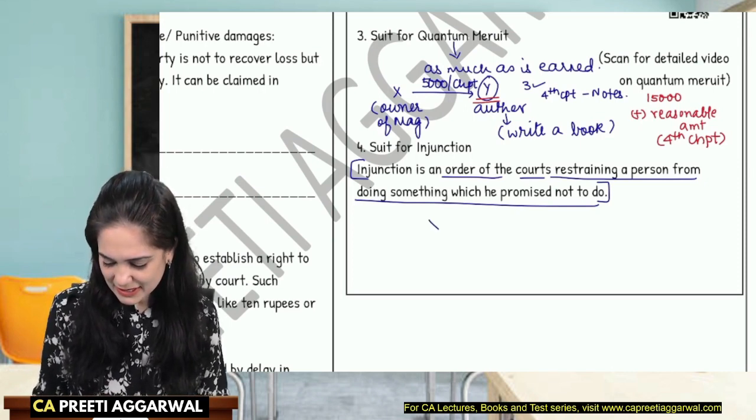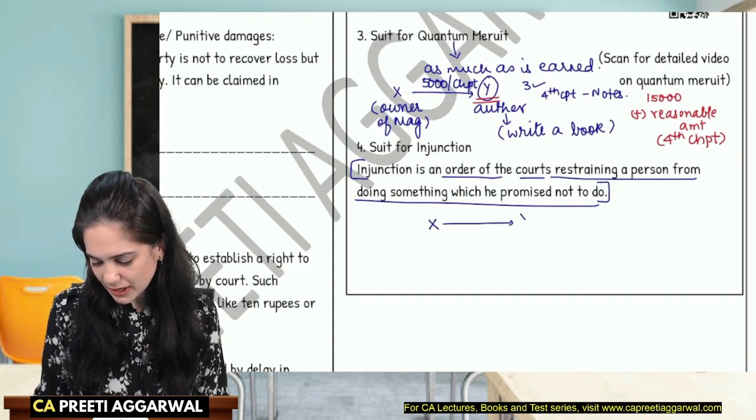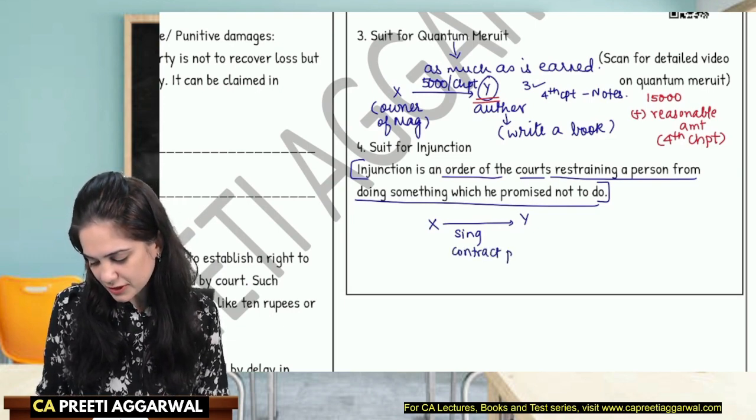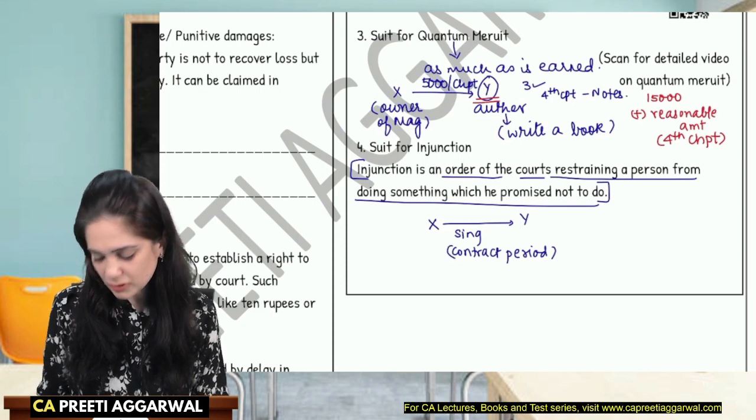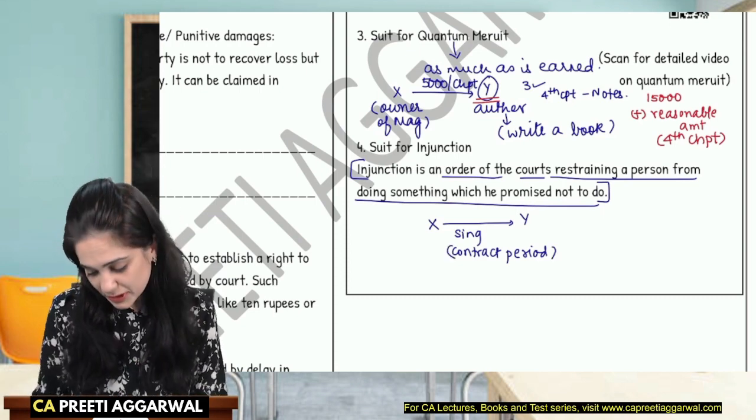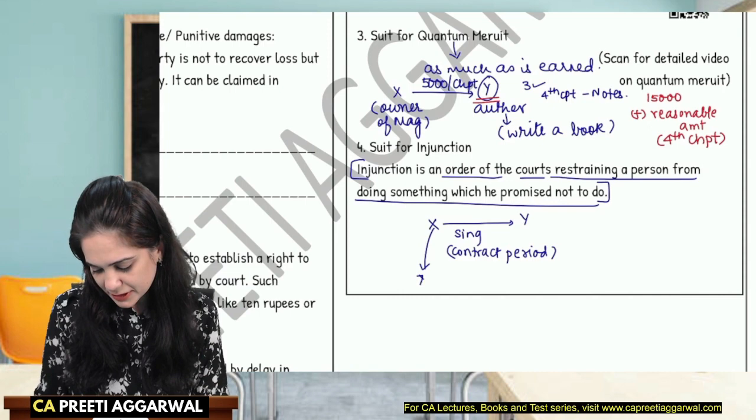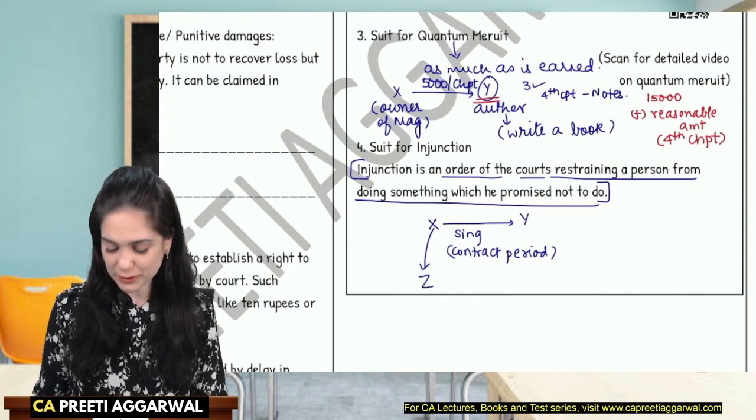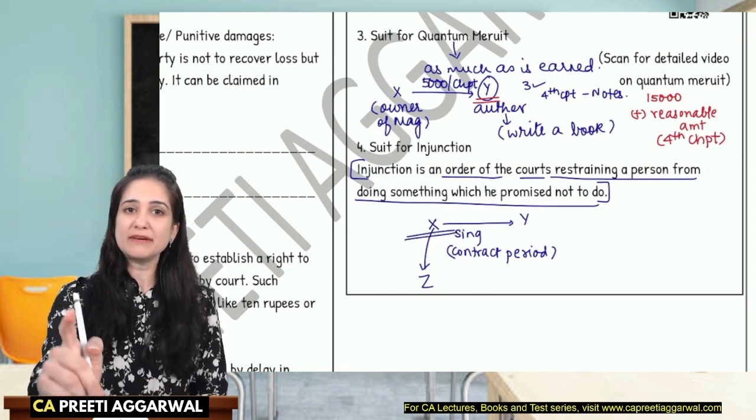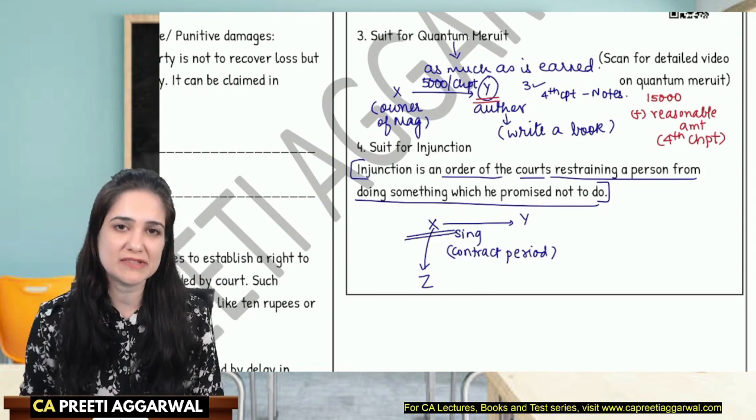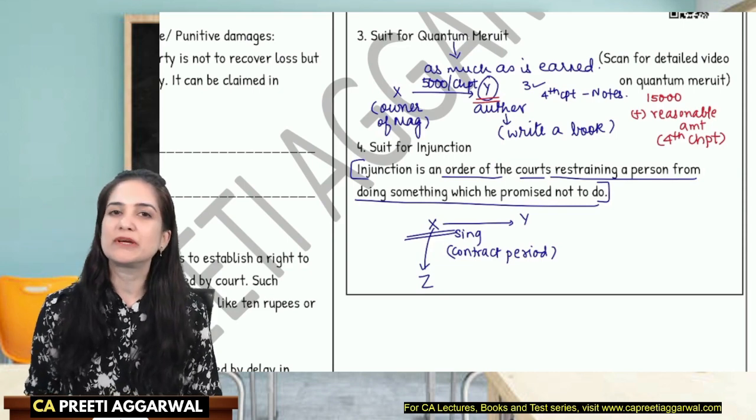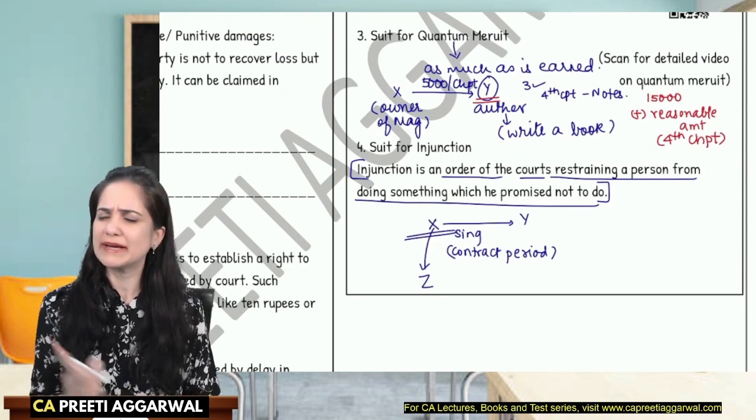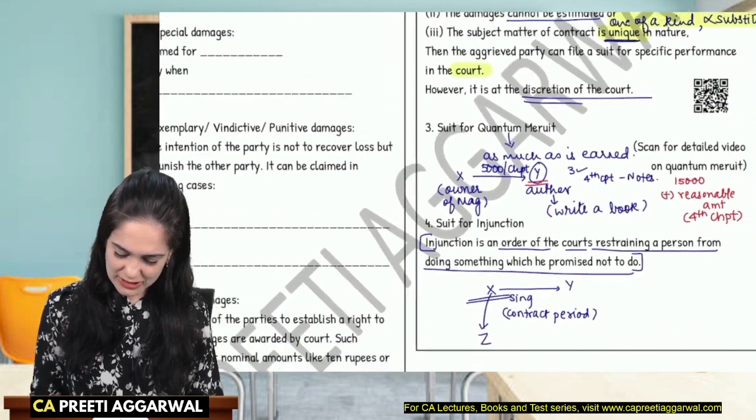Now let's say that X promised Y that I will sing at your theater only during the contract period. During the contract period, I will sing only and only at your theater and no other theater. During the contract period, he also went and entered into a contract with Z. We can stop him from doing so by getting an order of injunction passed. We will remind him that you had promised you will not sing at somebody else's theater. Go to the court, get the order. So that is a suit for injunction.